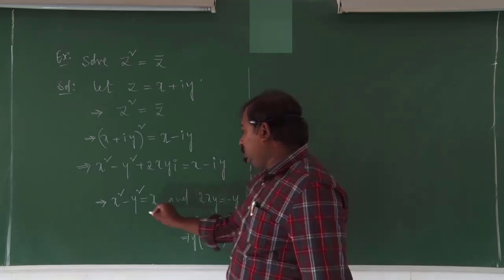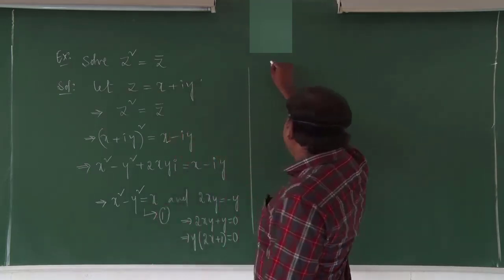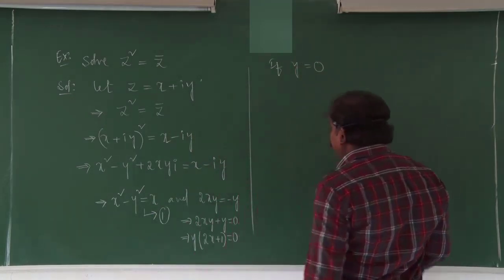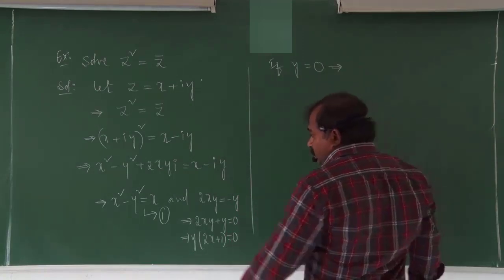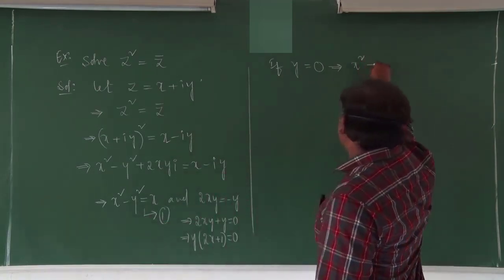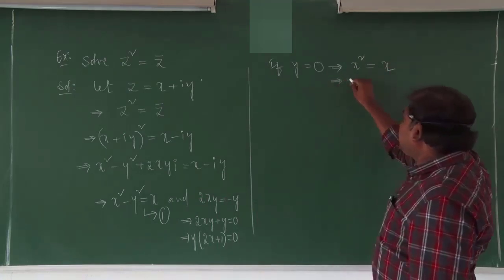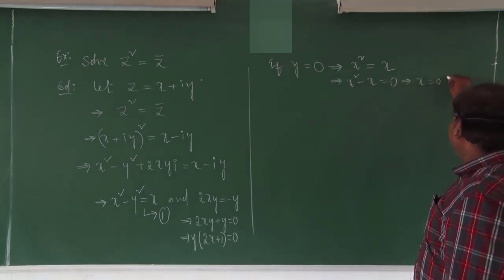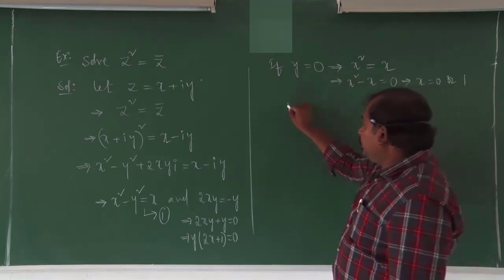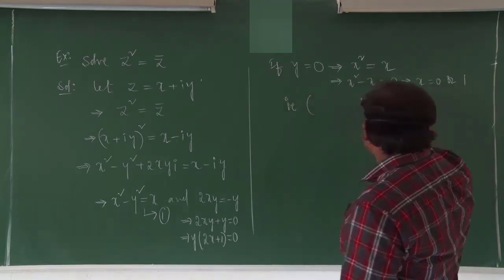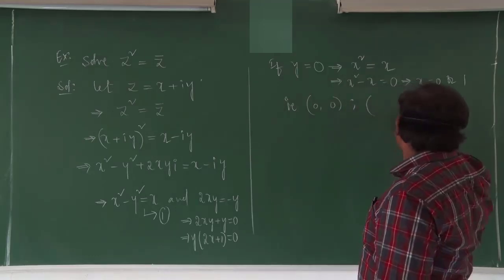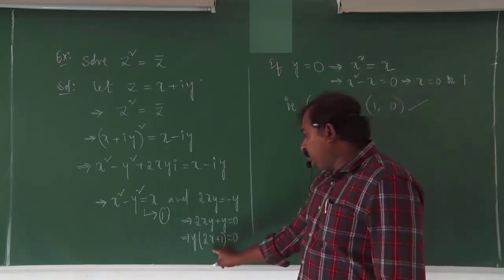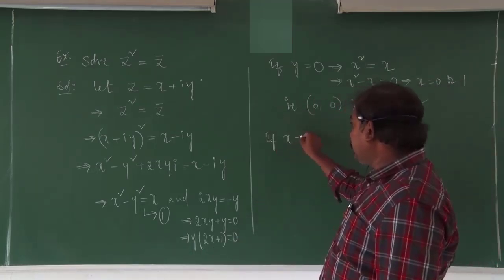Next, this is the first equation you can take. If y is equal to 0, this equation will give x square equals x, means x square minus x is equal to 0. What are the x values? x equal to 0 or 1. So the complex numbers are (0, 0) one complex number, and (1, 0) one more complex number. That's it.